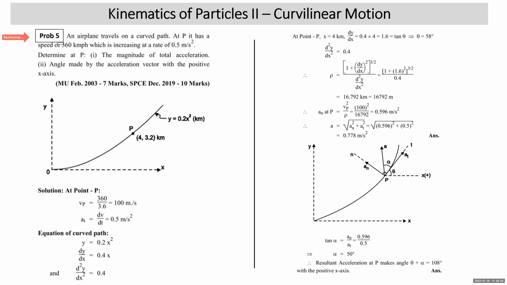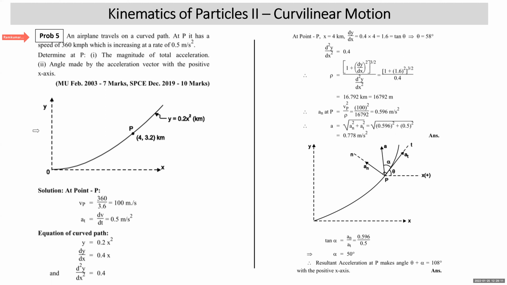Velocity at point P is given as 360, which is increasing at a rate of. That means velocity is not constant. It is increasing at a rate. So that means rate of change of velocity with time is tangential acceleration. That means tangential acceleration is given to us as 0.5 meter per second square. Determine at P the magnitude of total acceleration, and the angle made by the acceleration vector with the positive axis.